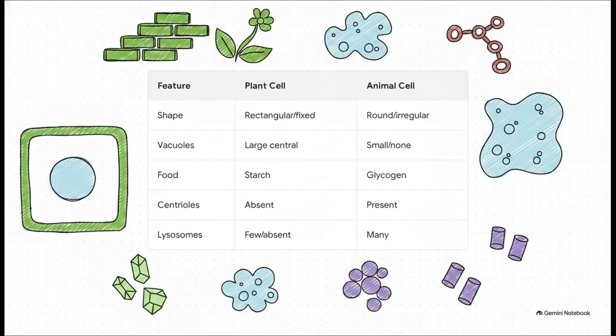What's really fascinating is how we can break down these more granular differences. Take a look at the shape comparison. Plants are usually fixed and rectangular, kind of like bricks, while animal cells are round and adaptable. Inside, plant cells have one massive central vacuole mostly to hold water, while ours are small, temporary, or just nonexistent. And check out the food storage. Plants store it as starch, we store it as glycogen. Down at the cellular level, animal cells are packed with lysosomes to break down waste, and they utilize centrioles for division. Those are tools that plants rarely ever need.